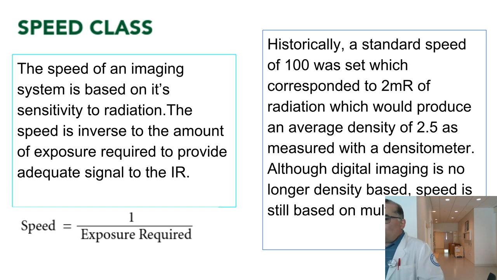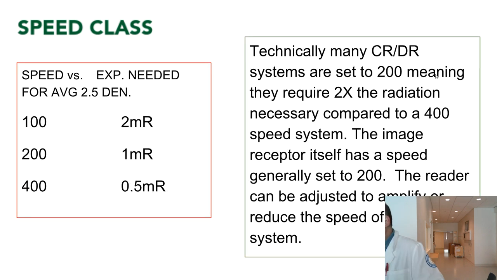However, it works with multiples of 100. And if you were to increase the speed, so if you were to go from 100 to 200 speed, you could then use half the amount of radiation. So notice we're going from 2 mR down to 1 mR and still get the same density. You could take that to the next level, go up in speed to 400, which would allow you to reduce the radiation down to just 0.5 millirem and still get that same density.